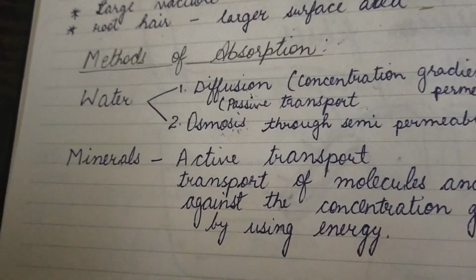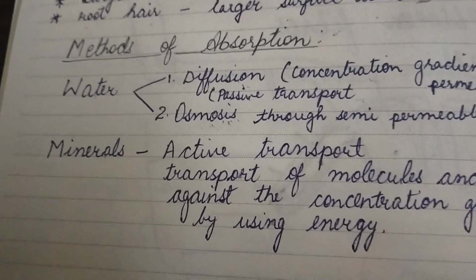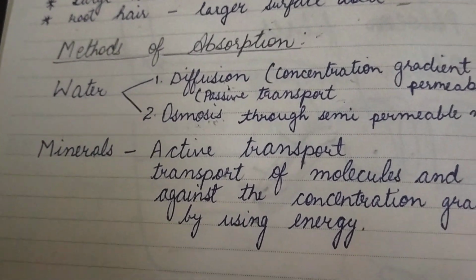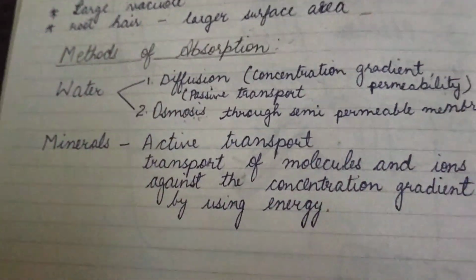Whereas in osmosis, we surely have a semi-permeable membrane. The example can be a raisin dipped in plain water. You can see that the raisin, after some time, just swells up. So that is osmosis taking place.